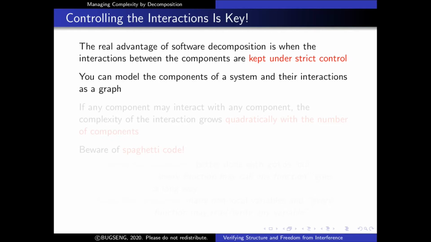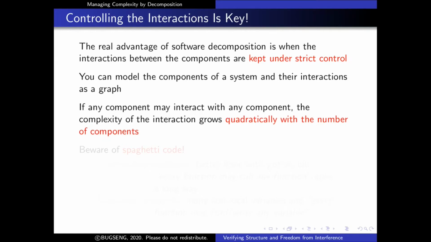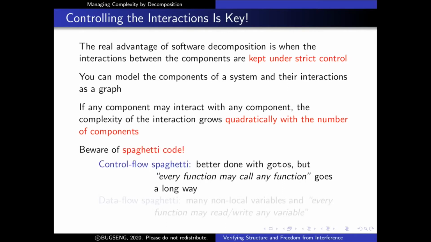Okay, think about the components of a system as represented with a graph and the connections. So if any component may interact with any other component, then the complexity of the interaction grows quadratically with the number of components, as everybody knows. So this is a sort of spaghetti code, okay? So you should be very careful about this because spaghetti code is something that may destroy your project.